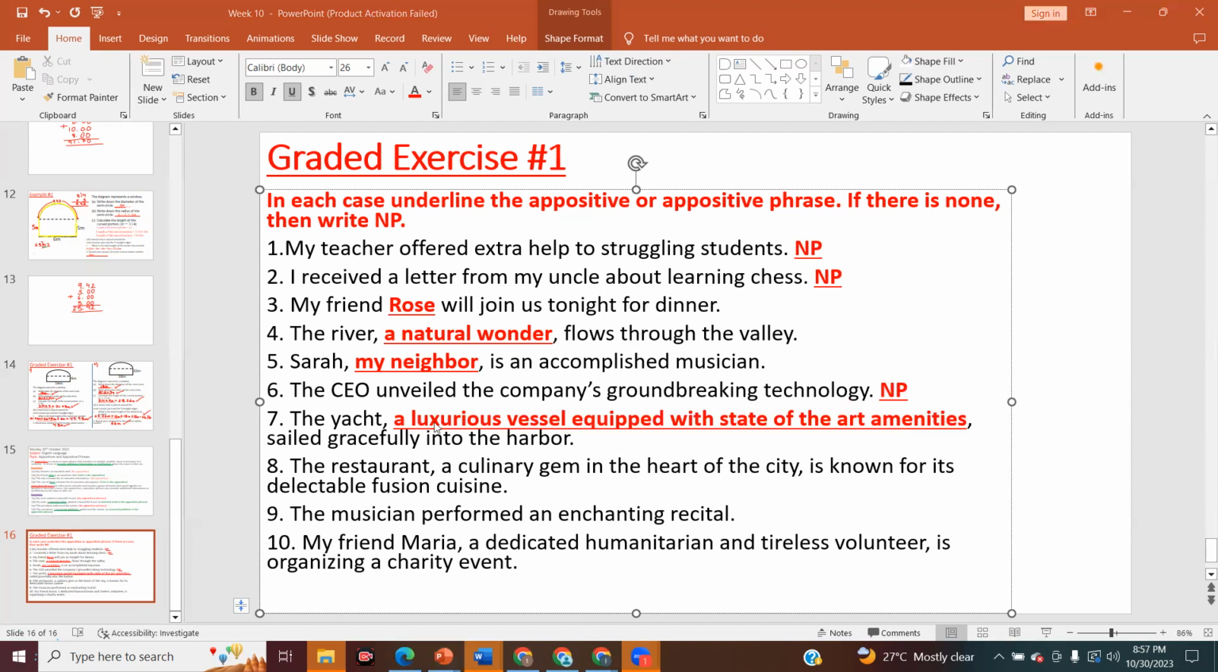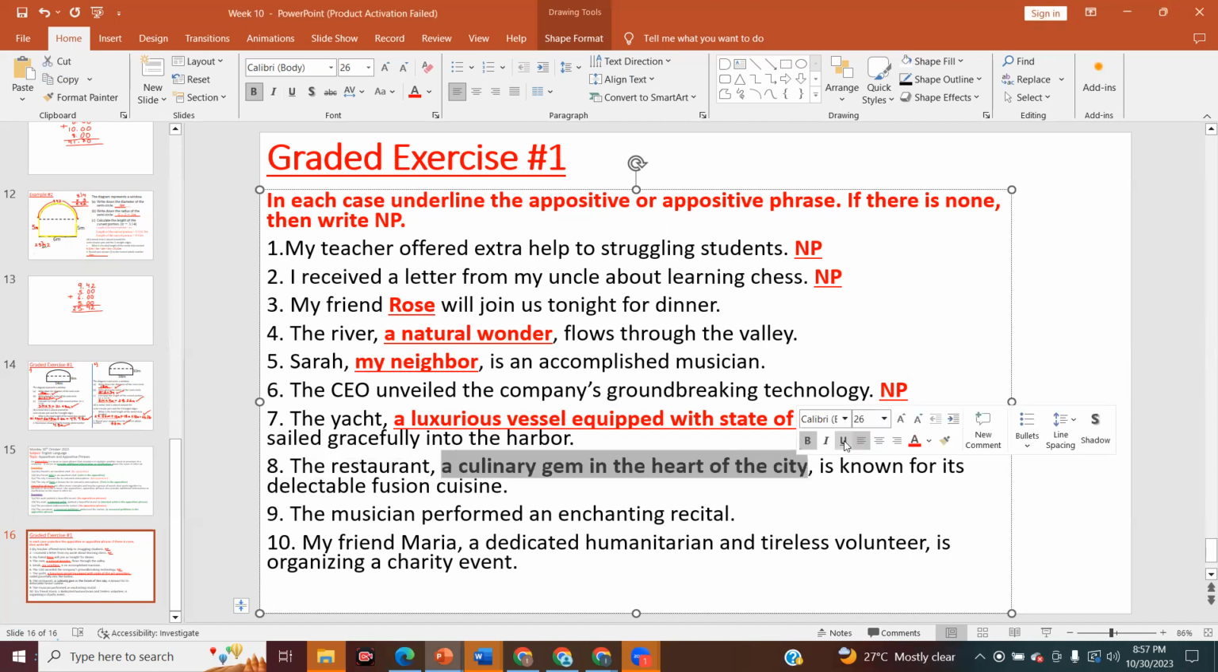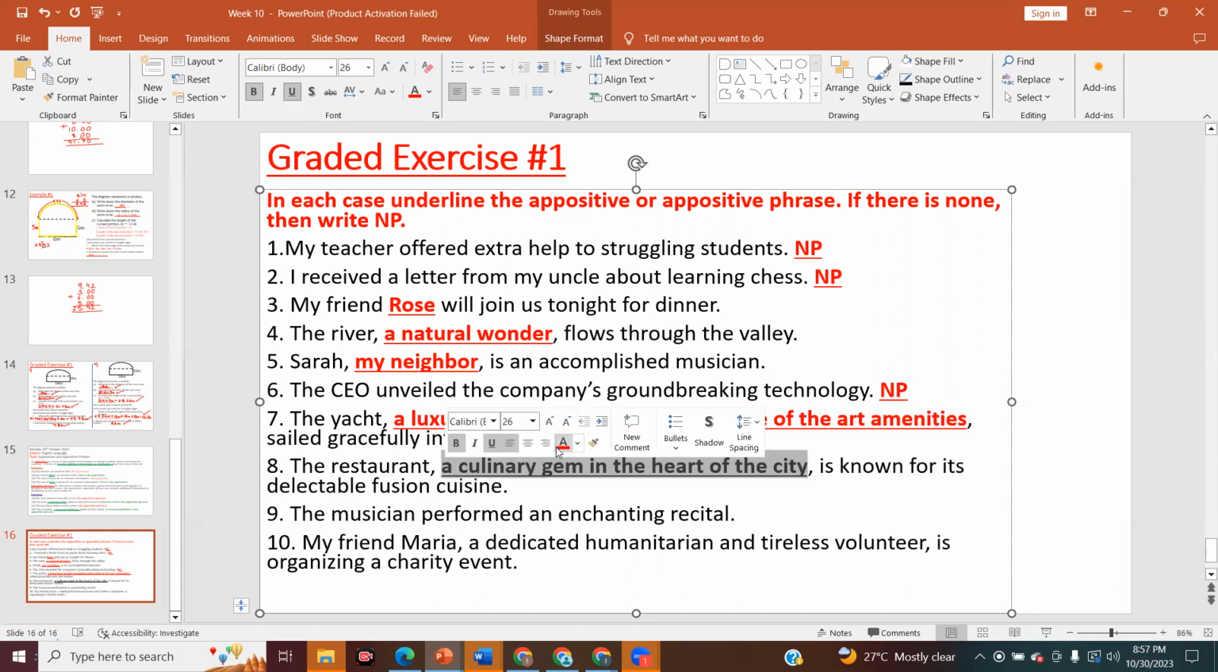Number 8: The restaurant, a culinary gem in the heart of the city, is known for its delectable fusion cuisine. A culinary gem in the heart of the city. Very good. I got that too. Number 9: The musician performed an enchanting recital. NP. That's NP for sure. I got NP too. Very good.